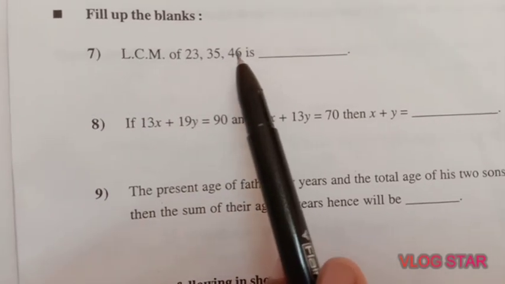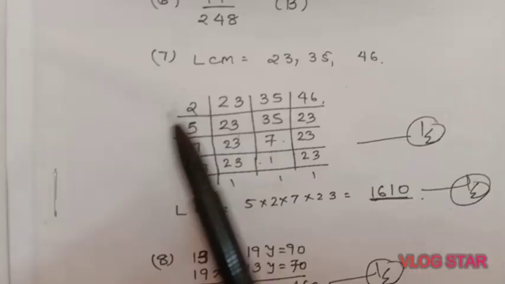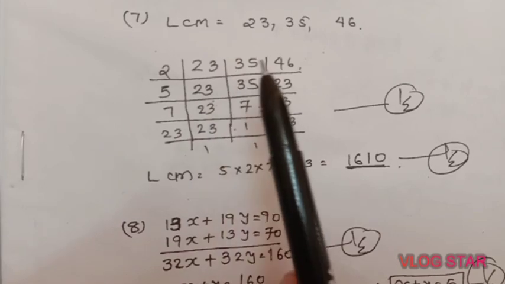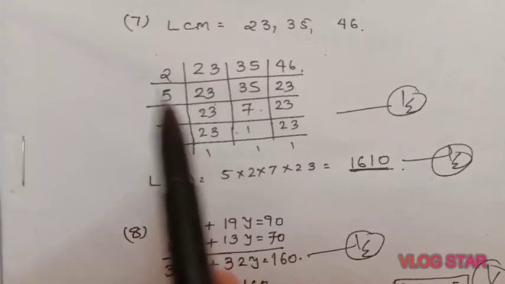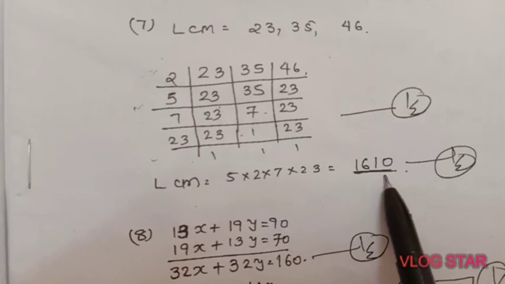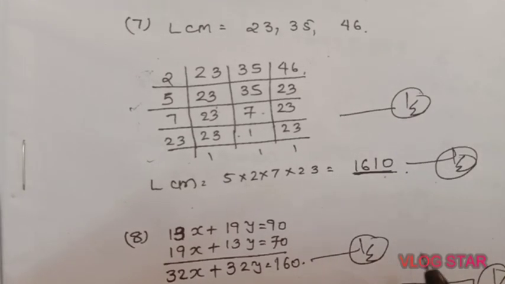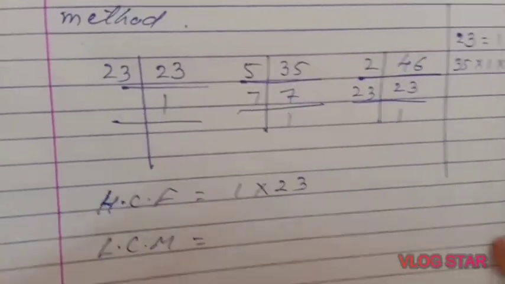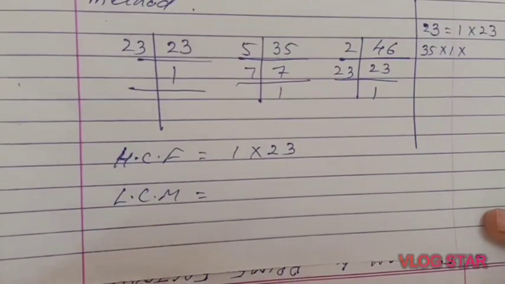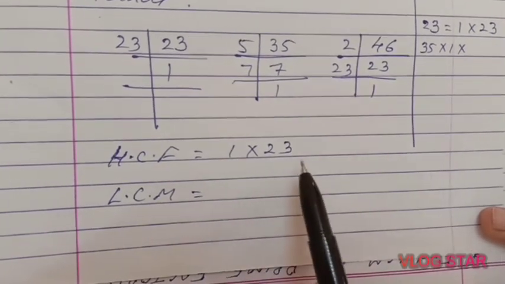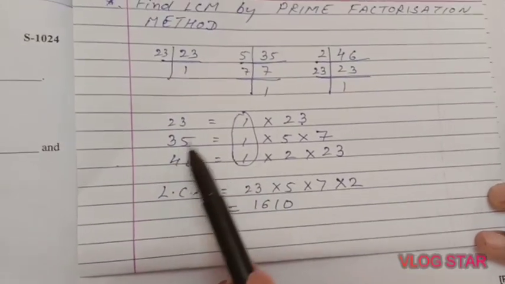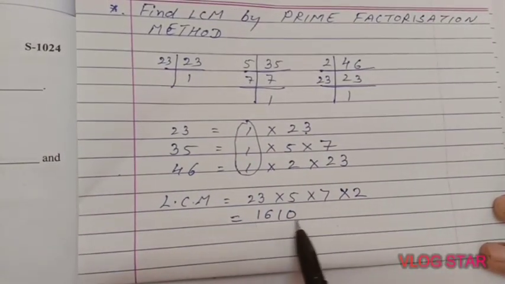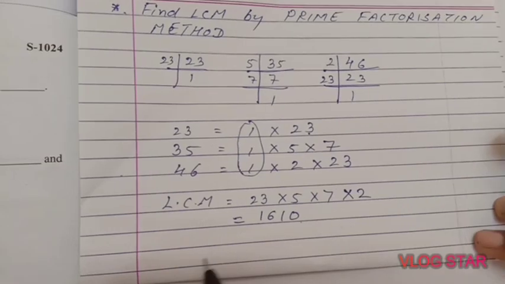Okay. Now it can be done. This is the solution given by the board. Here it is not mentioned that do by prime factorization method. So it can be done by this method. So we will get the answer. Suppose in the question if it is written do by prime factorization method, then it's compulsory to solve this question by this method. So you will get the same answer. So here it is done by prime factorization method. You will get the same answer, 1610.